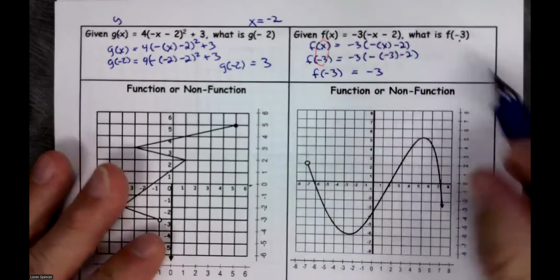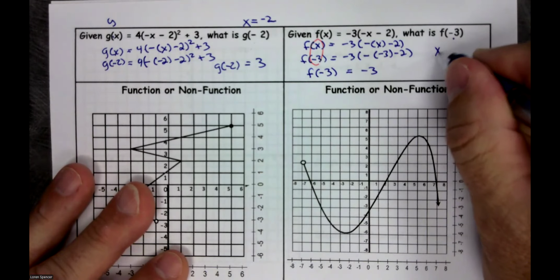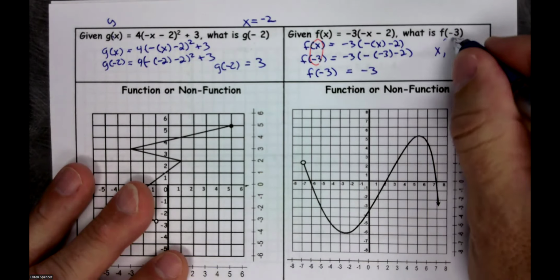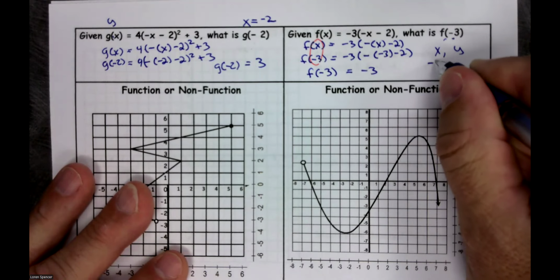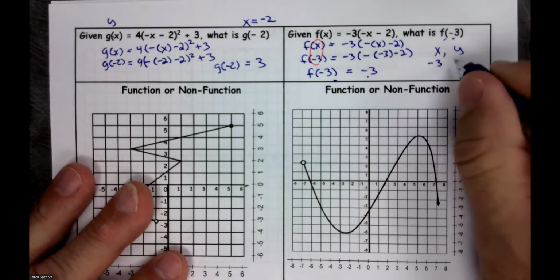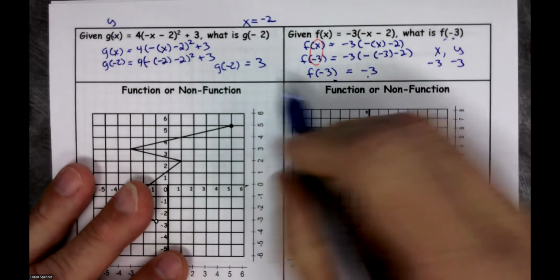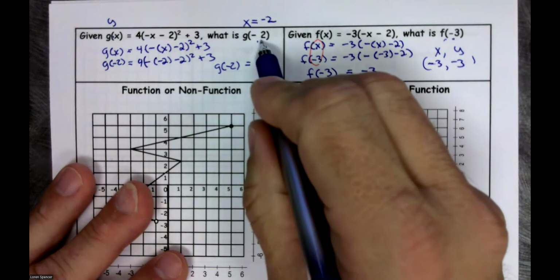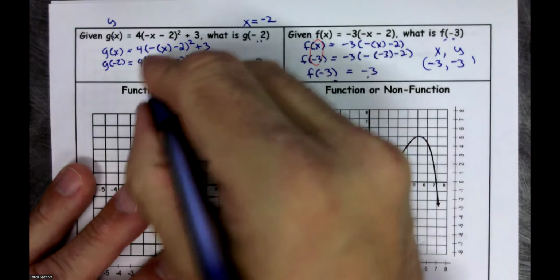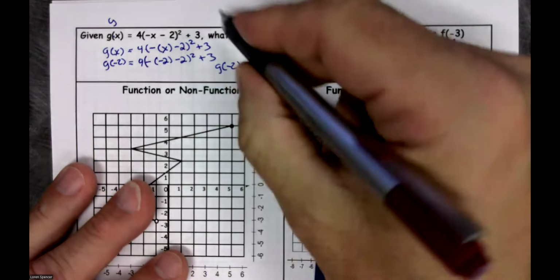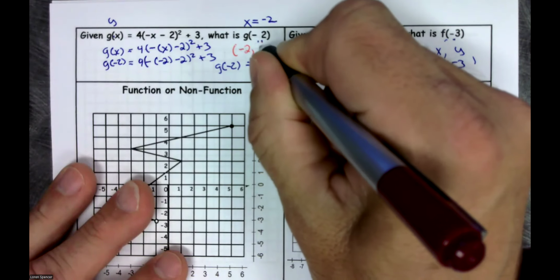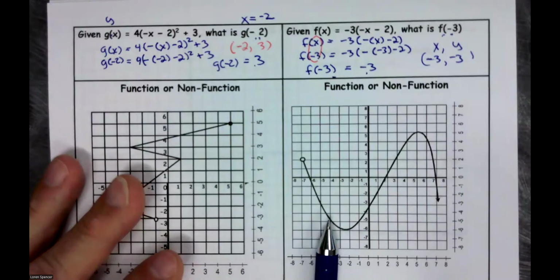And what that really means is we actually have this ordered pair x, y. This is my x. This right here is my y. Going back over here, I have negative 2, that's my x, this is my y. So if I was writing my ordered pair, I say, oh, that's negative 2, that's my x, and this is my y value.